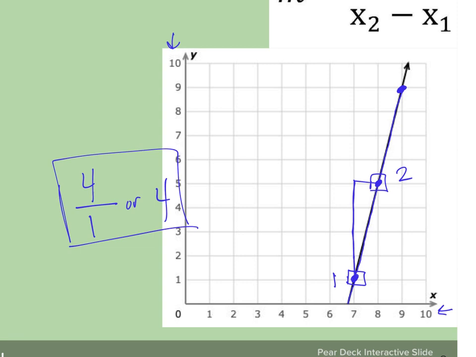So in your exit ticket, you're not going to type m equals. You're just going to type the number. You can type the fraction or you can type this. Not both. Just type in one number for your exit ticket. And that's it, you guys.